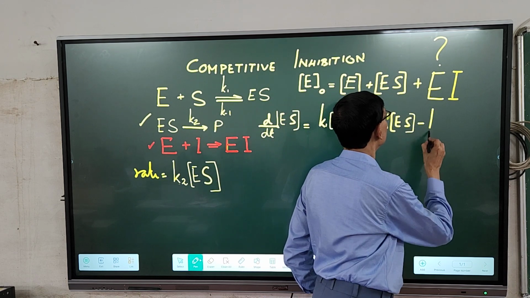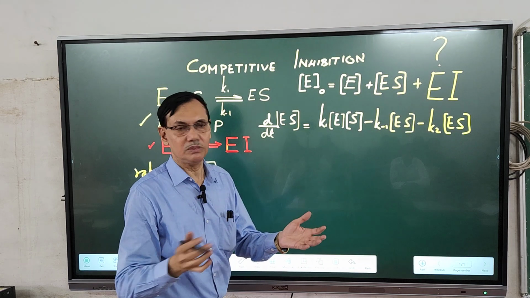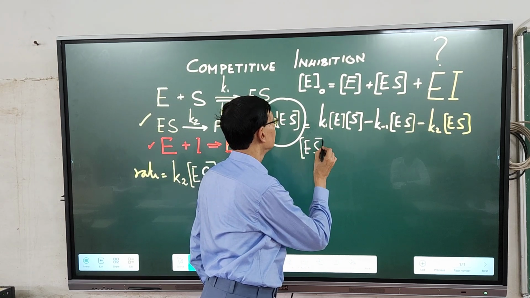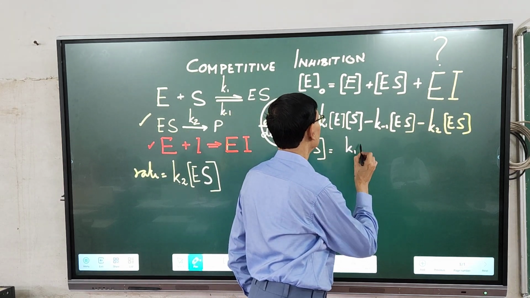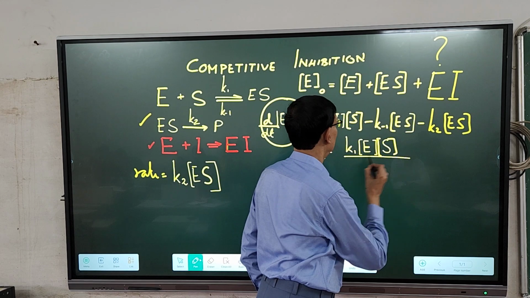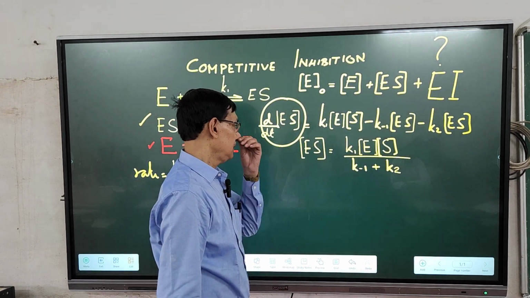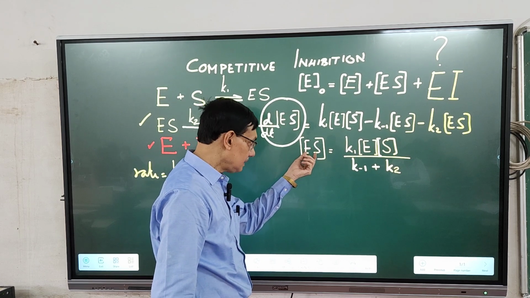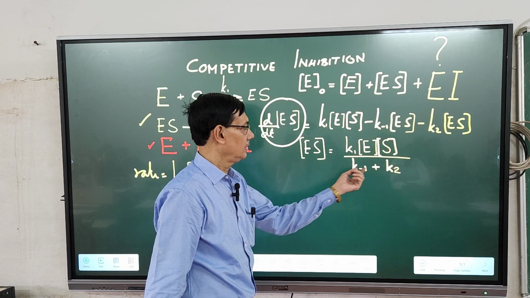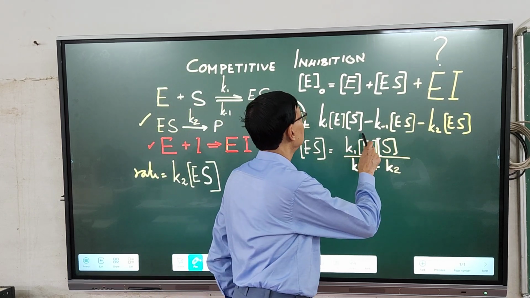So applying the steady state approximation, we assume d[ES]/dt is equal to 0. So ES is equal to K1 E S divided by K2 plus K minus 1. And in some books you can also write that ES divided by E and S is equal to K, because K1 divided by K minus 1 plus K2 is, you know, Km, so we can write K. But the problem is, how do we determine the E?